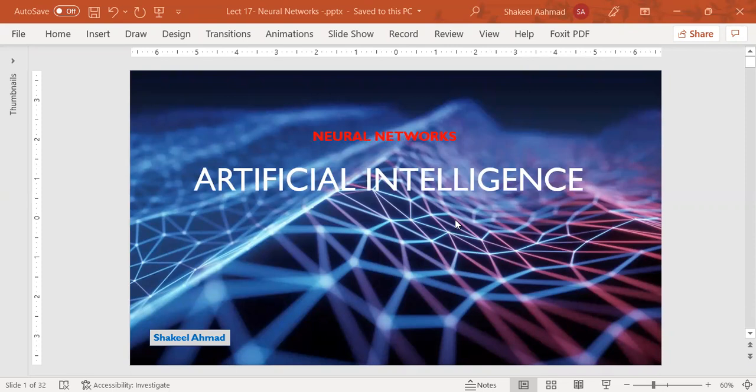Today we are going to discuss a very important topic: neural networks. Neural networks, also known as artificial neural networks or simulated neural networks, are a subset of machine learning and are at the heart of deep learning algorithms. Their names and structure are inspired by the human brain, mimicking the way that biological neurons signal to one another.